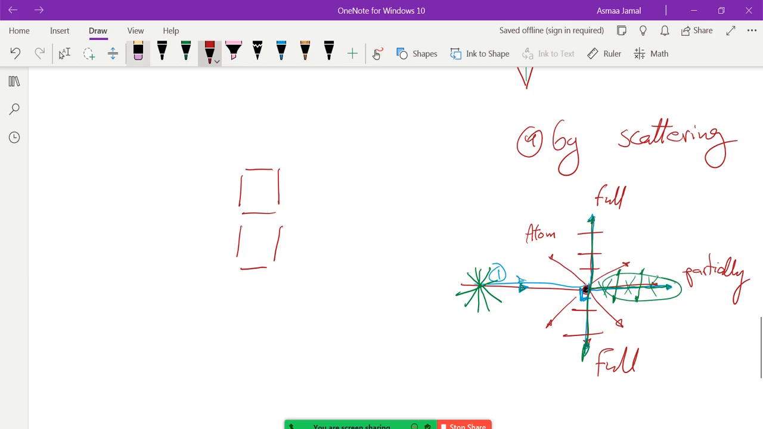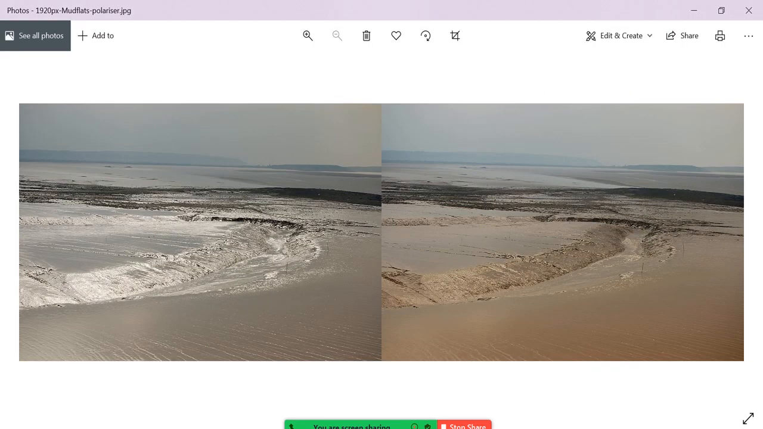In the last screen, if we need number 5, we will block this area and this area. Or if we want number 3, we can block this area and this area. Here we have these two images, both use polarization technique.